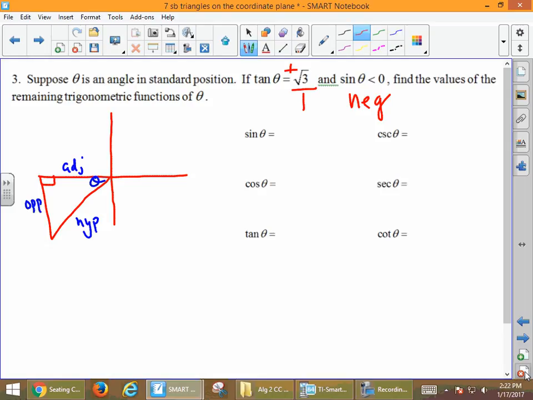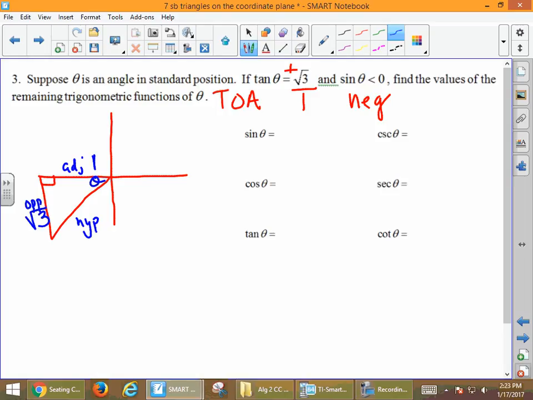And again, tangent is opposite divided by the adjacent. So if we fill this in, tangent is the opposite length. Well, that's going to be the square root of 3 divided by the adjacent, which is 1. So we still have to find a hypotenuse.